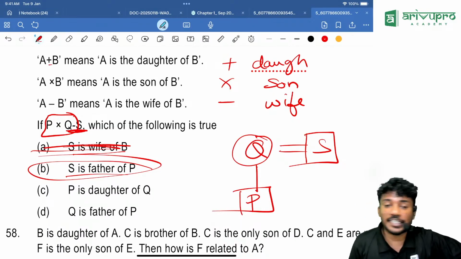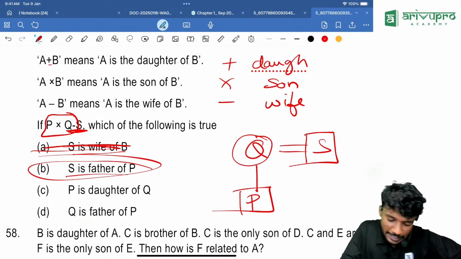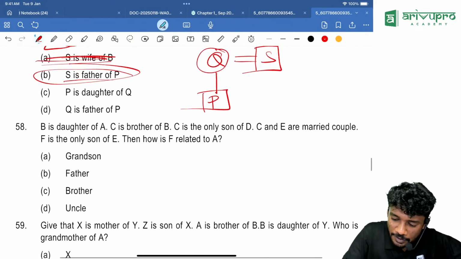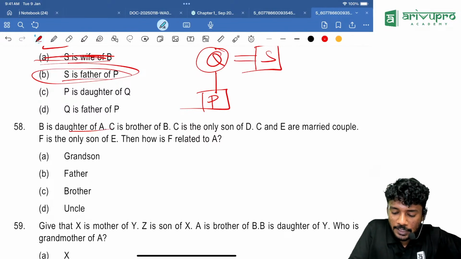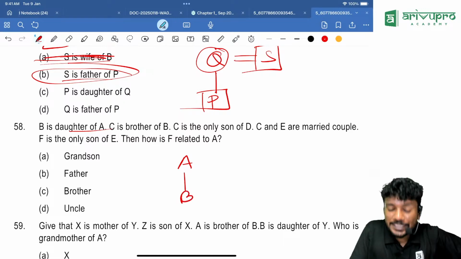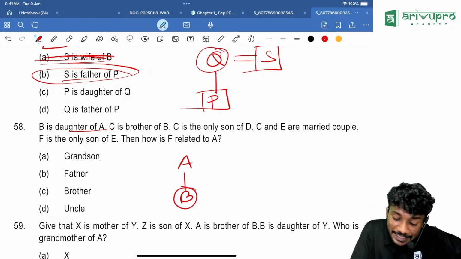Can we go for the next one, people? Everyone? Yes. Look at this. B is daughter of A. B is daughter of A means whose gender is given? B's gender is given. Then C is brother of B.